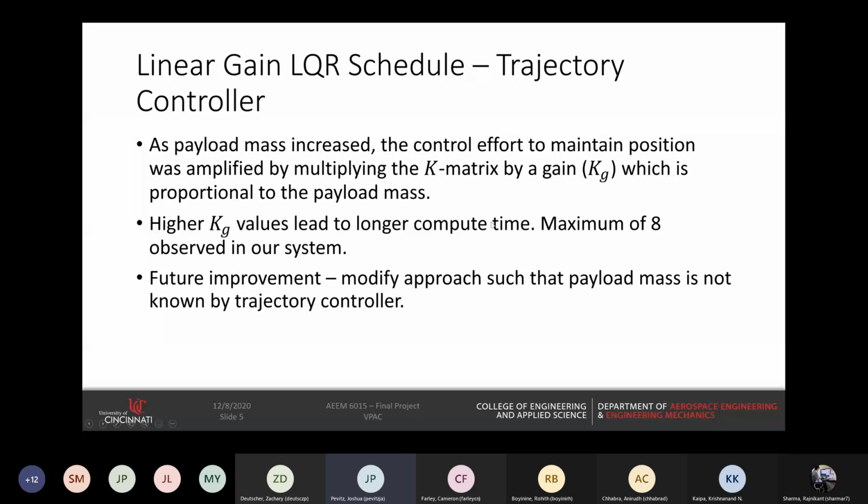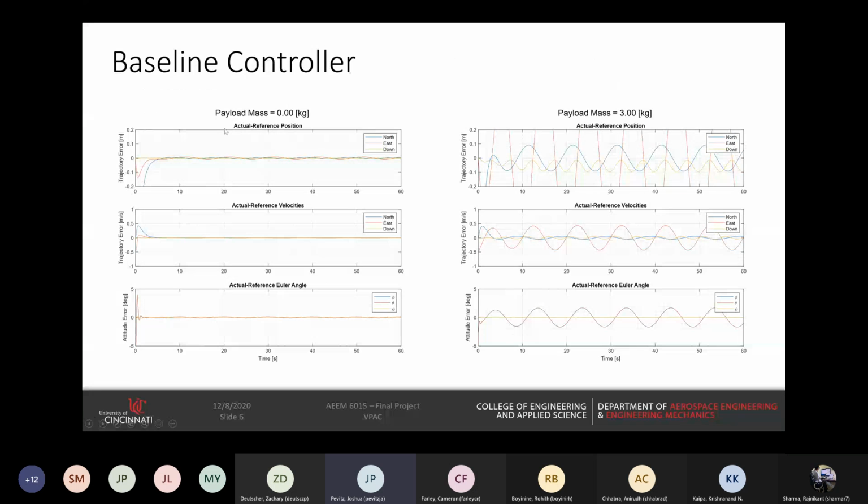And an improvement of this controller would just be to change it such that it did not know the payload mass. I'll go ahead and let Zach talk through the results. Alrighty, so on this slide, we're showing the baseline results.